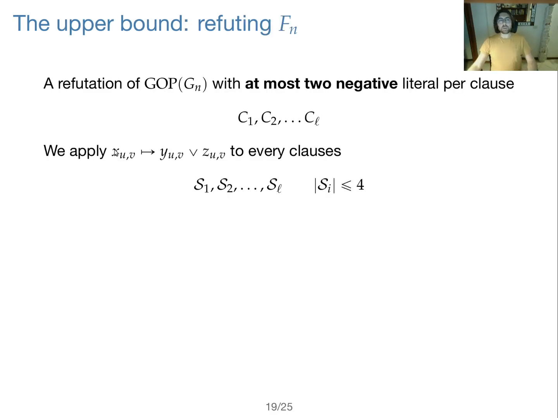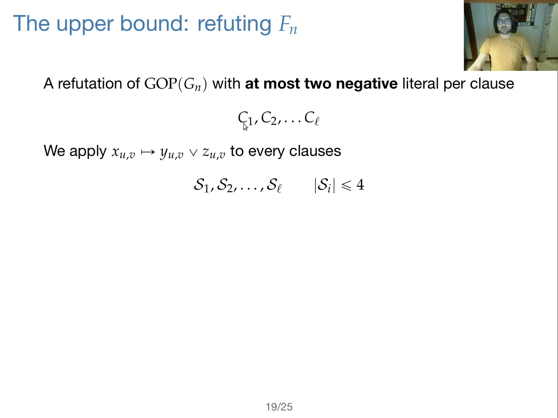For the upper bound, well, this is easy as well. We need to find a resolution refutation of Fn. We start from a resolution refutation of GOP, G of n, and we know that there is such a refutation that also has at most 2 negative literals per clause. So let's say that this is the list of clauses in the refutation. Now, we apply the lifting to all the clauses of the refutation.